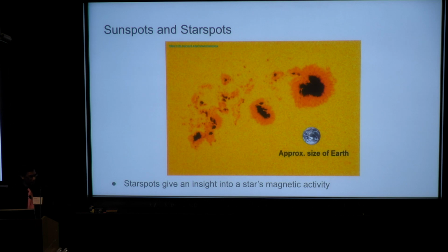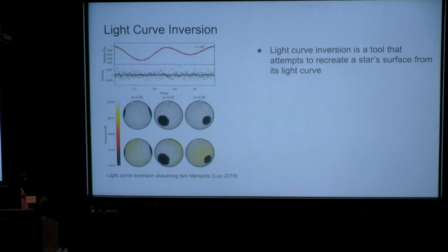They're also formed by magnetic activity, and we want to study these because it gives us an insight into the magnetic activity of stars, which helps us understand them more. But it also can help us understand stellar structure and evolution. I will begin now by talking about light curve inversion.